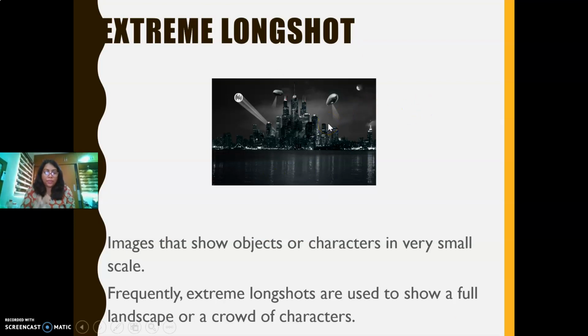It's almost like, again, try to see it from the perspective of a camera's view, and you will see that if the camera moves back and captures a larger scene, that's where a long shot will come. So images that show objects or characters in very small scale, you can see here, and frequently extreme long shots are used to show a full landscape or a crowd of characters, as you can see here. Okay, so full landscape or a crowd of characters, the whole idea is to capture the entire scene and not just one particular element of the scene.